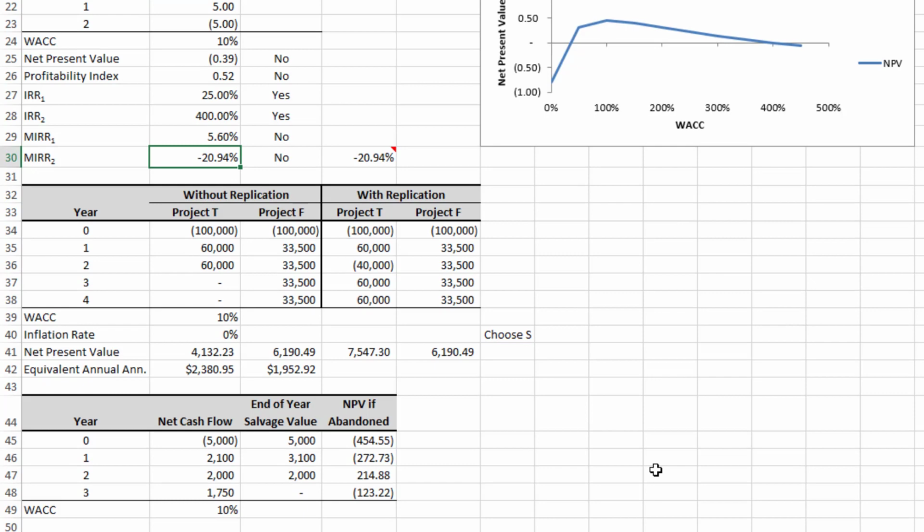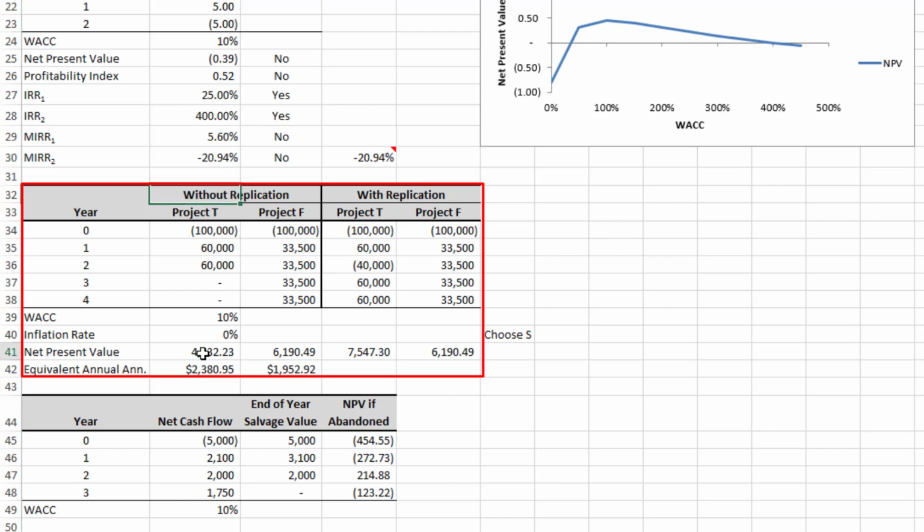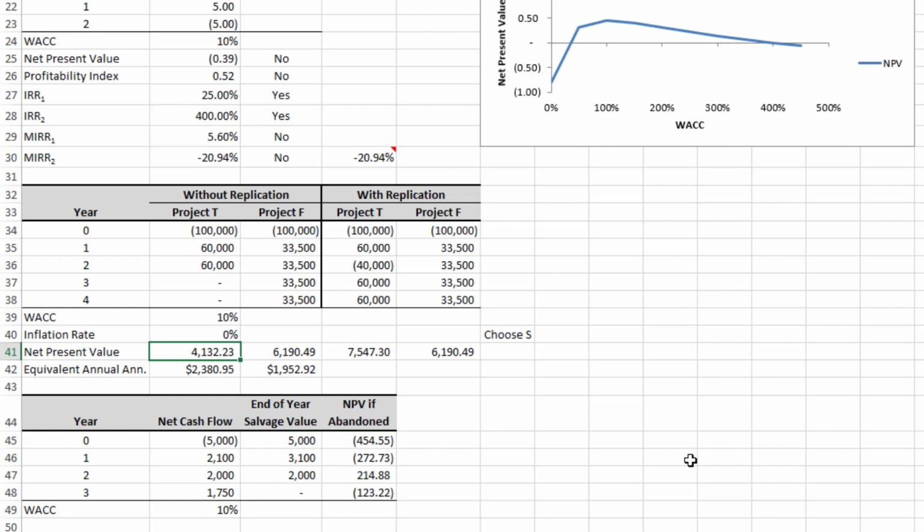Now, next we had Project T, which was a 2-year project, and Project F, which was a 4-year project. And you'll recall that we can't compare those directly. We have to somehow come up with a way that we can compare apples to apples. And so we looked at 2 ways to do that. The first way was to convert Project T into a 4-year project by repeating it 1 time. This is what's known as the replacement chain approach. And if we do that, then we see that its NPV is $7,547, which is higher than the NPV of F.